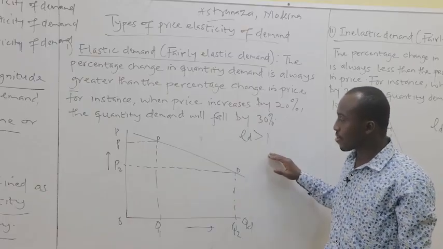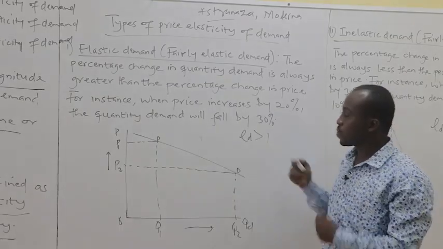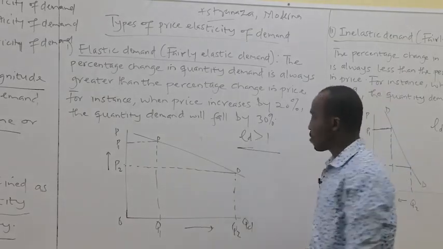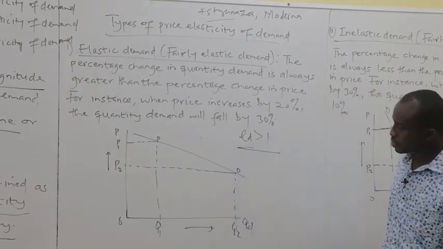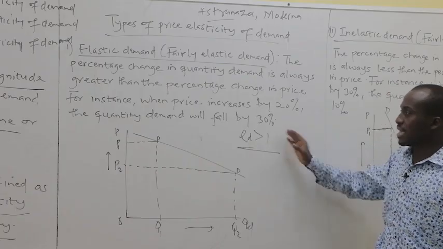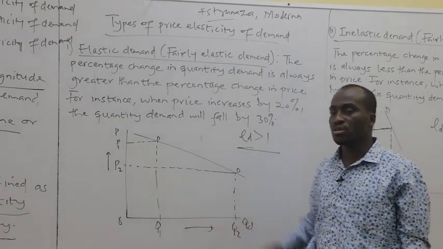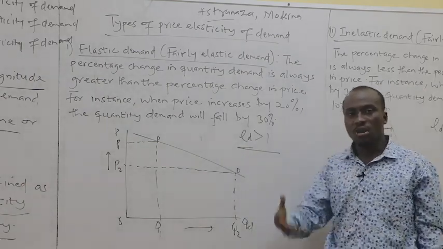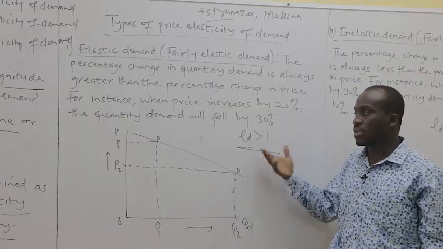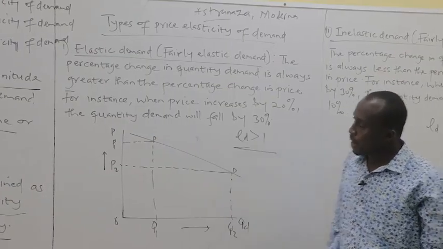And let's look at a diagram. Whenever you have elastic demand, the elasticity is always greater than 1. And later you will understand what elasticity greater than 1 means, that the commodity is very sensitive to changes in price. That's what it means. And later we're going to use calculations, we're going to solve to understand how these things work when you're using calculations. Let's see the diagram.